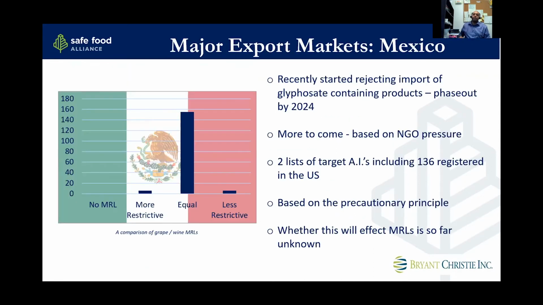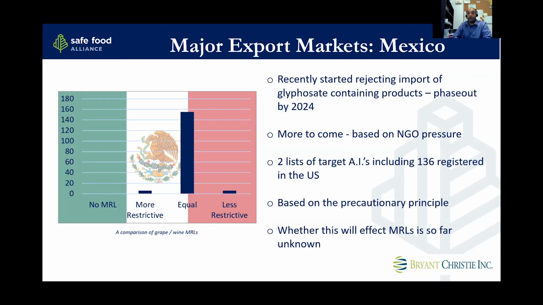And then finally, kind of a surprise, Mexico showing up on this list, but Mexico has become a market to pay attention to recently. Within the last year or so, they've started rejecting import of products, and these are pesticide products, not commodity, but products that contain glyphosate, with the goal of completely phasing out glyphosate by 2024, and more to come. They've issued a list of 136 different pesticides that are registered in the U.S. that are on their list to, at the very least, take a critical look at and decide if it might go the way of glyphosate.